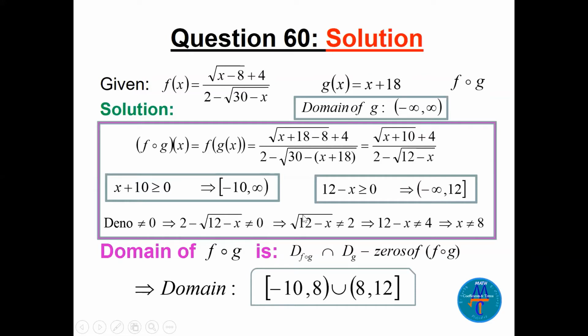So the domain will be domain of g. See, g is a linear function here, x plus 18, domain is R. So in g, domain of g intersection with the domain of f circle g will be minus 10 closed to 8, union 8 to 12.